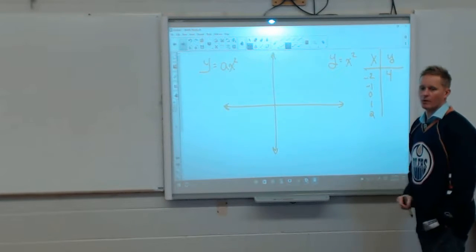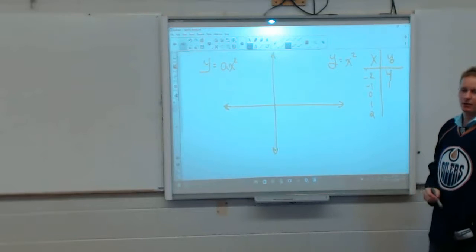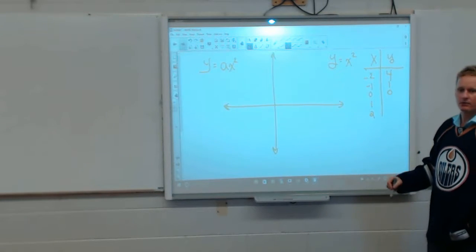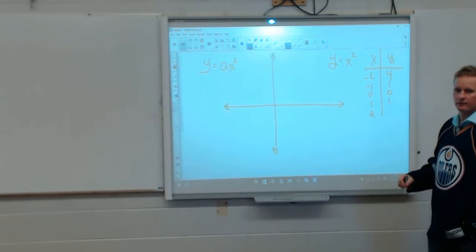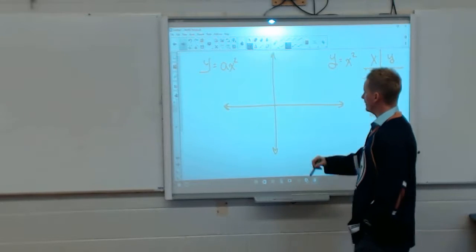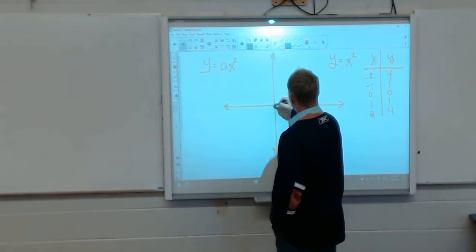If x is minus 1, what does y equal? 1. If x is 0, what does y equal? 0. If x is 1, what does y equal? 1 and 4. Notice it's symmetrical. Okay? So we go to here, to here.